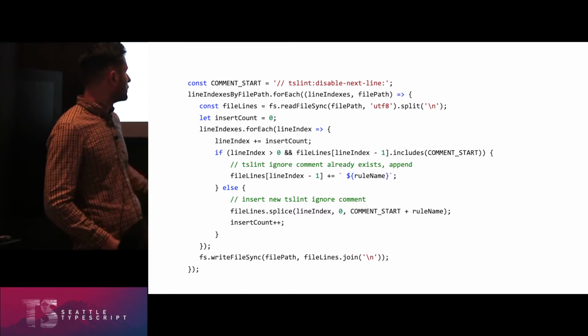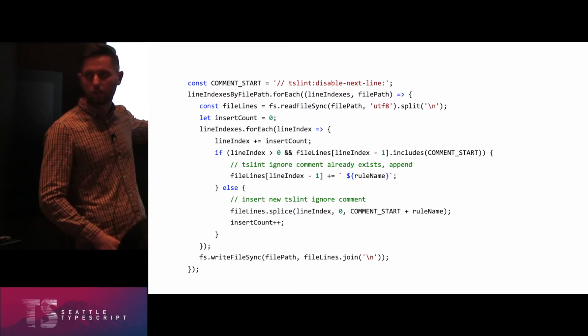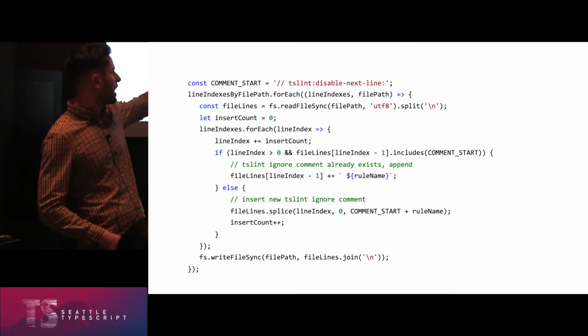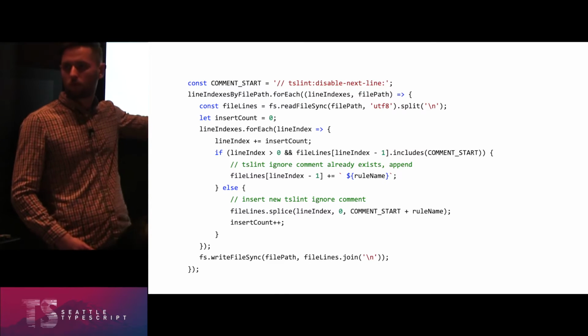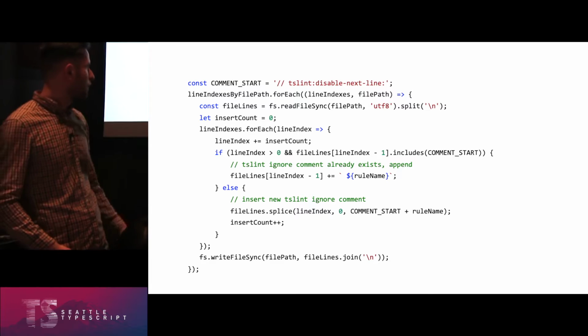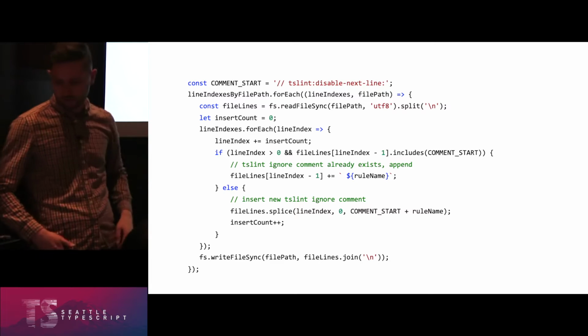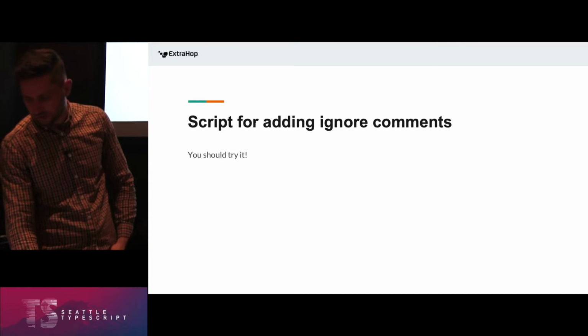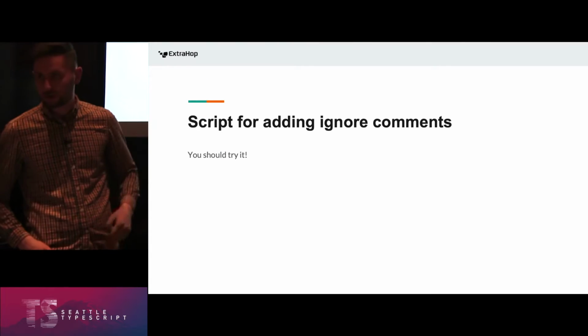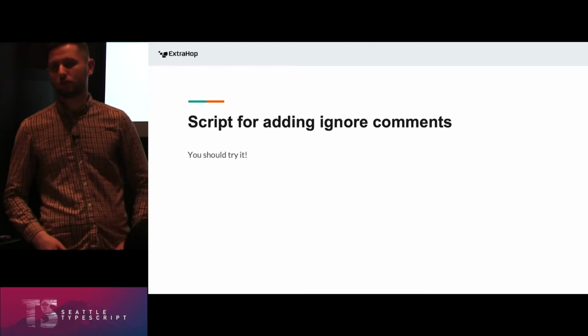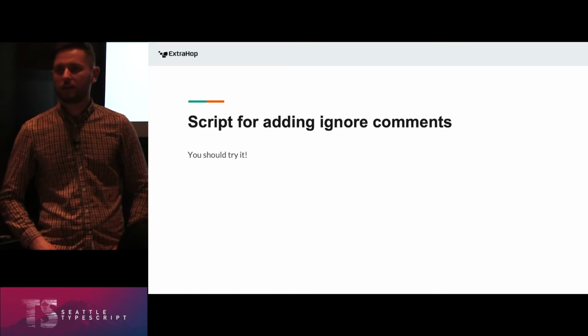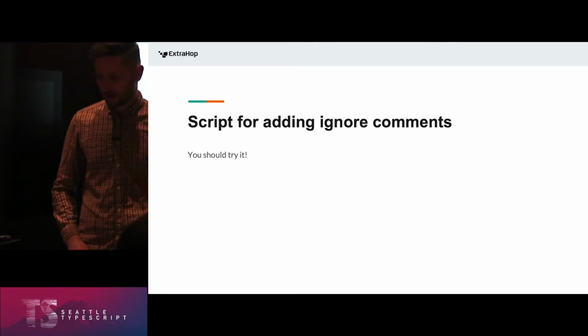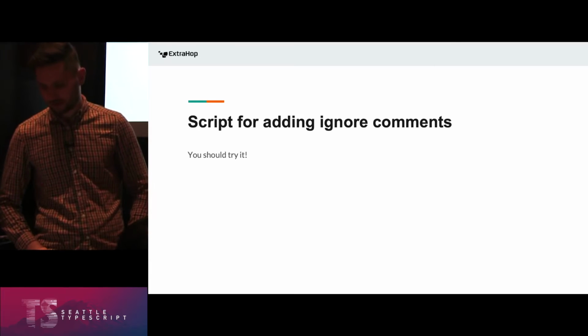And if there are already some disable comments on there, then you want to add the new rule as well. But if it's new, then it'll be the bottom case. So that's kind of how the script works. And you should try it. There's no reason you shouldn't be able to add any TSLint rules that you feel would be beneficial.